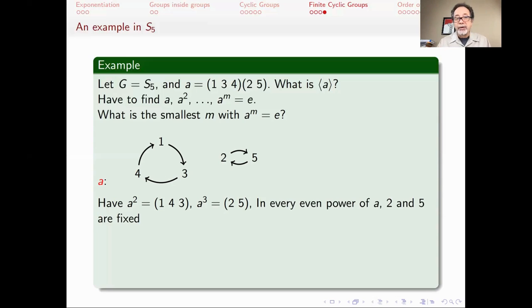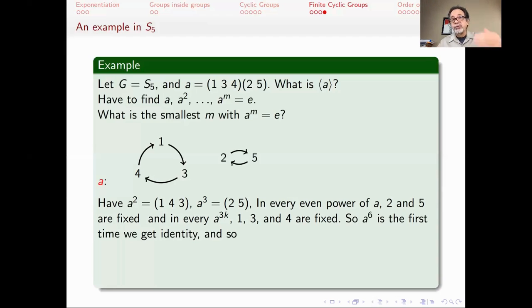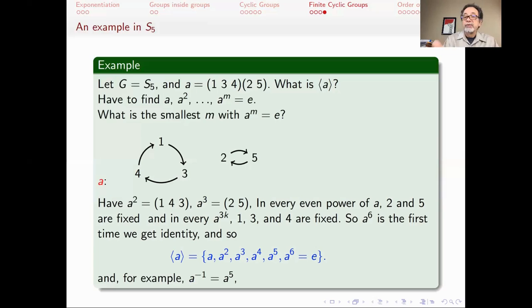So every even power of a, so a squared, a to the 4th, a to the 6th, and so forth, for those 2 and 5 are fixed. On the other hand, every multiple of 3 power of a, so a to the 3k, then 1, 3, and 4 are fixed. When are all 5 elements fixed, which is what identity does? The first time that happens is 6, because multiples of 2 and multiples of 3 meet at 6. So the cyclic subgroup generated by a is a, a squared, a cubed, a to the 4th, a to the 5th, and a to the 6th, which is e. Inverses are among these already. a inverse is a to the 5th. The inverse of a squared is a to the 4th, and so forth.